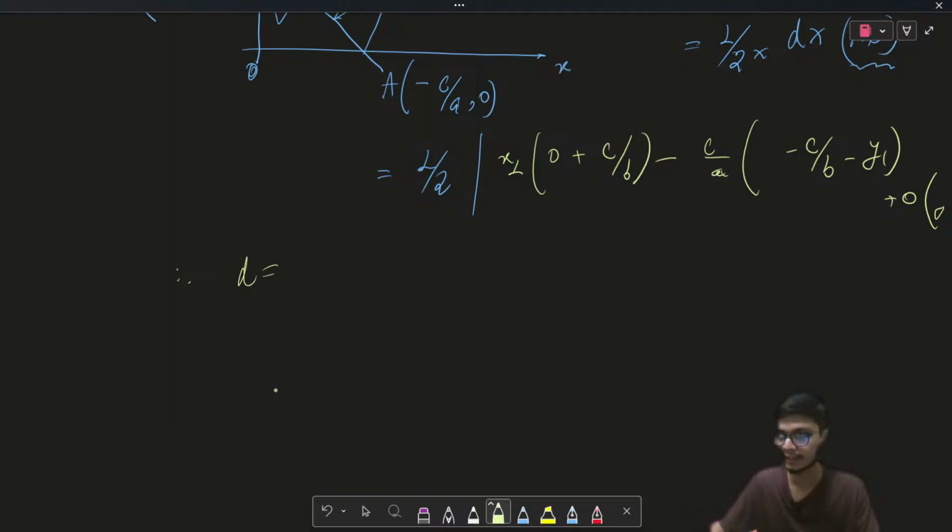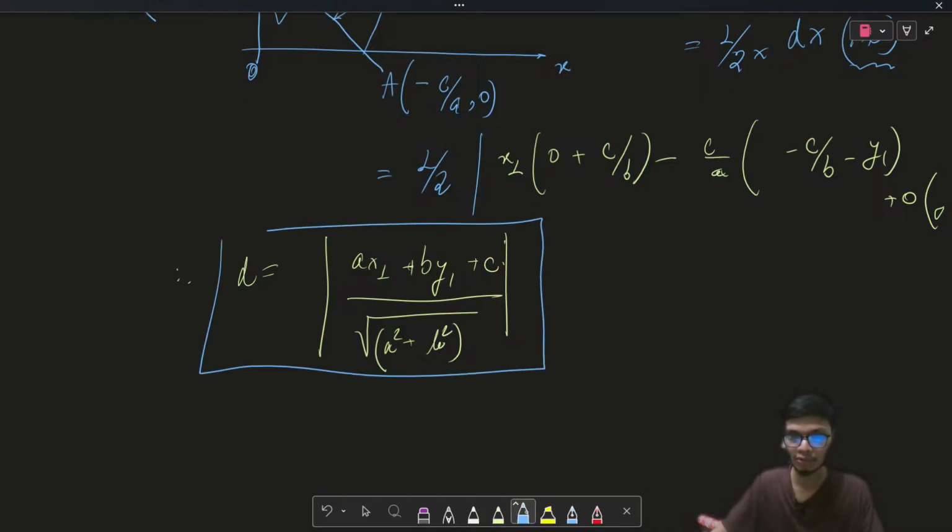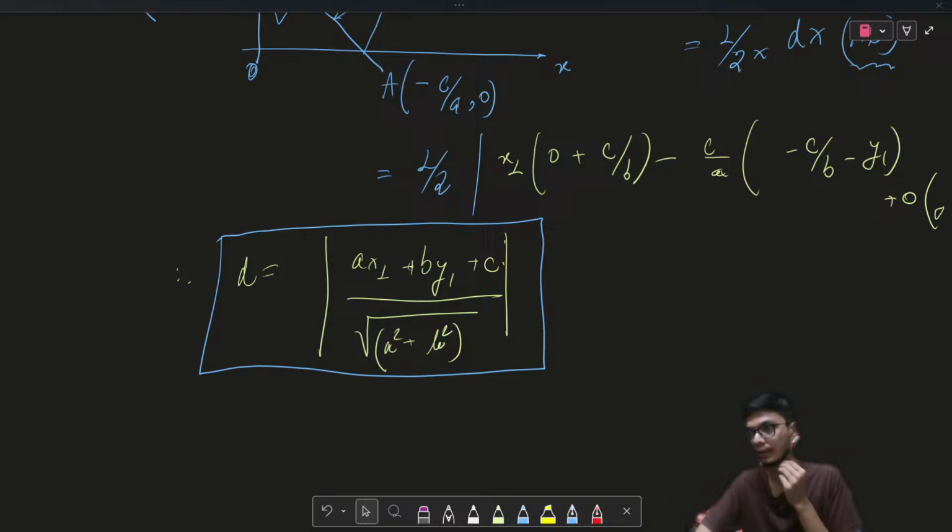From this algebra you will get that the perpendicular distance of point P from this line is going to come out as ax1 plus by1 plus c, divided by the square root of a square plus b square. All right, so this is going to be your final form of the distance of a point from a straight line. It will help you understand eventually how we do this kind of derivation.